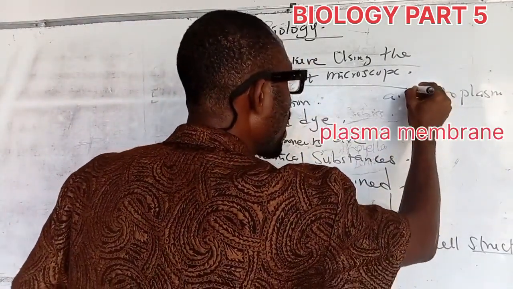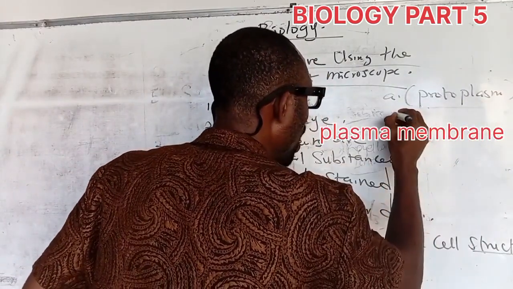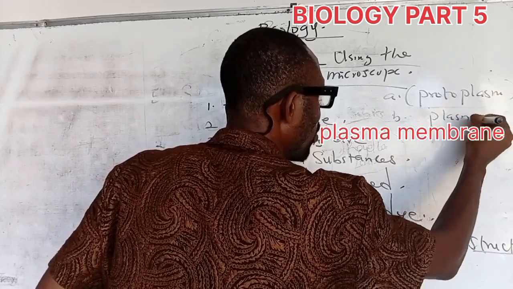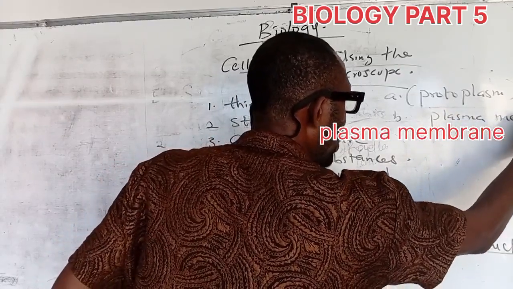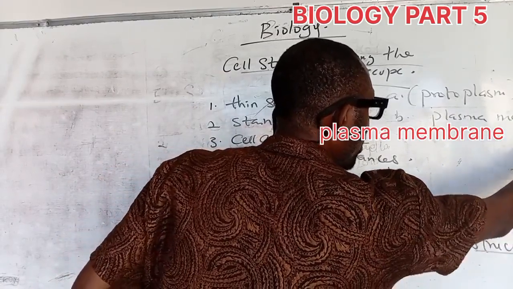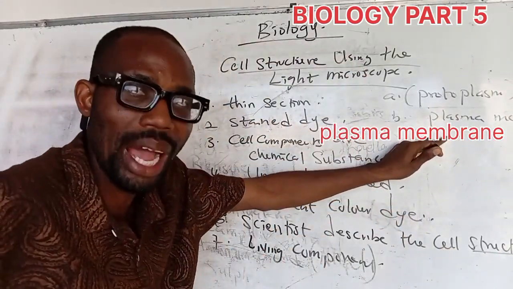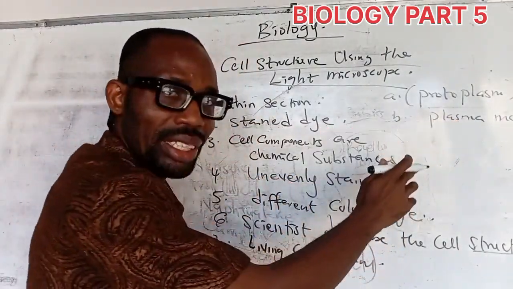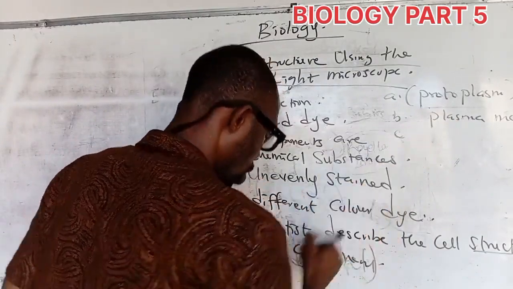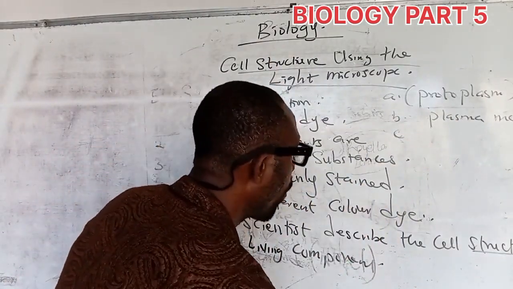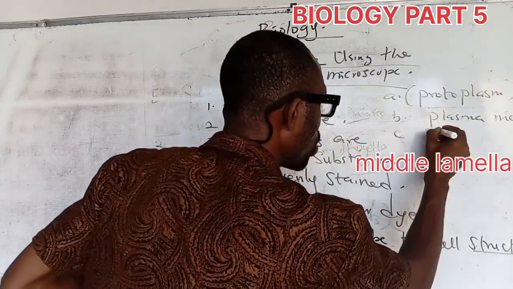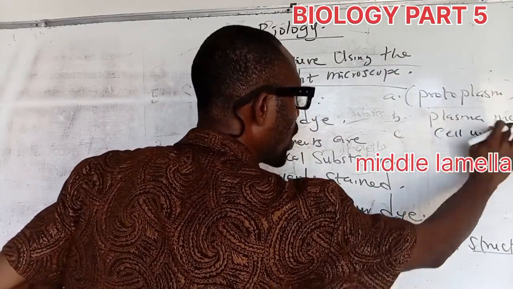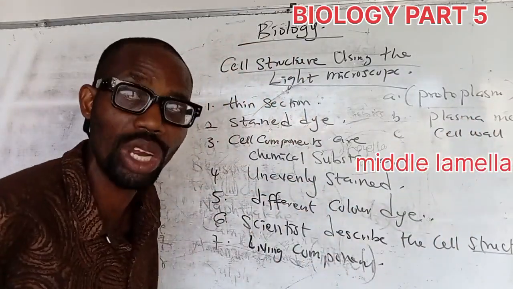And this protoplasm is enclosed by a membrane. We call that membrane the plasma membrane. This plasma membrane is found at the outer part of the animal cell, but it is found in the innermost part of the plant cell. What you see in plants is the cell wall before you see the cell membrane. In between the cell wall and the plasma membrane, you have what we call the middle lamella.